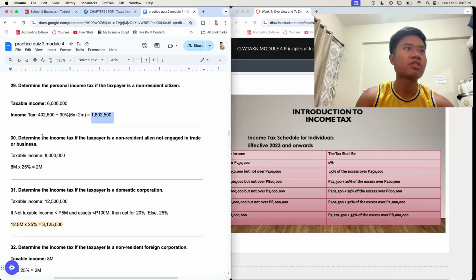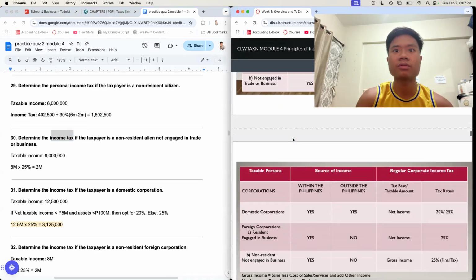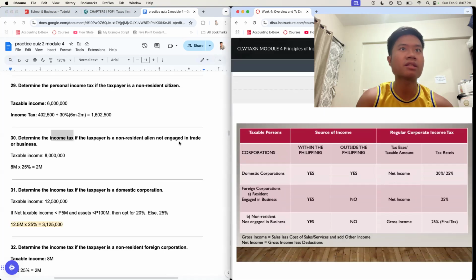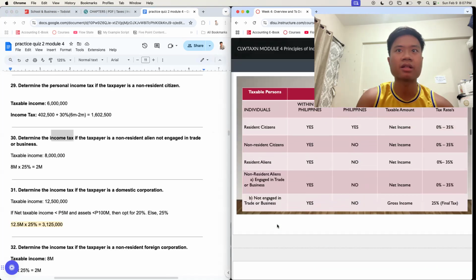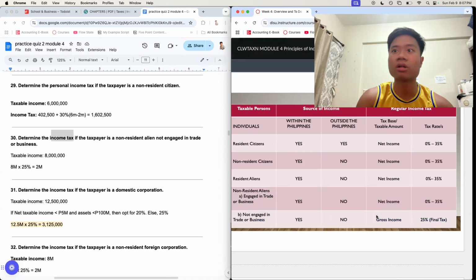Next question. Determine the income tax, not the taxable income. The income tax if the taxpayer is a non-resident alien not engaged in trade or business. So let's always go back to the table. Non-resident alien not engaged in trade or business. Yes, no, gross income, 25% final tax.